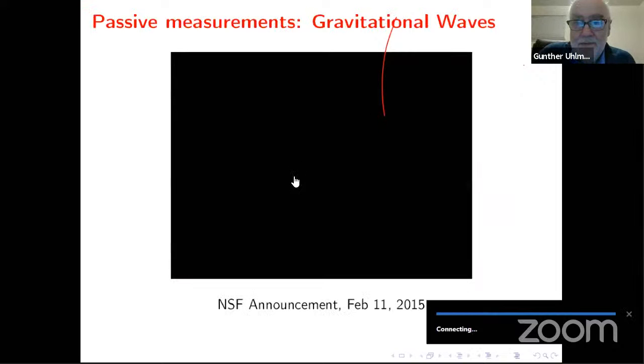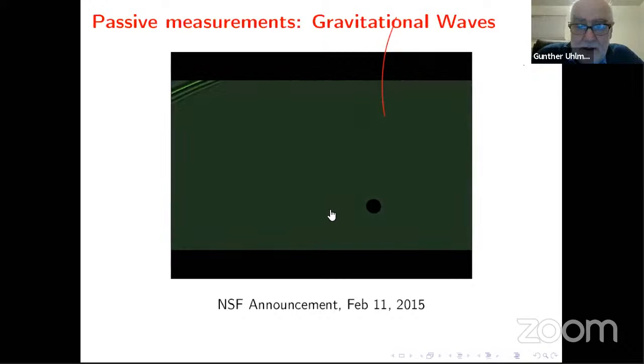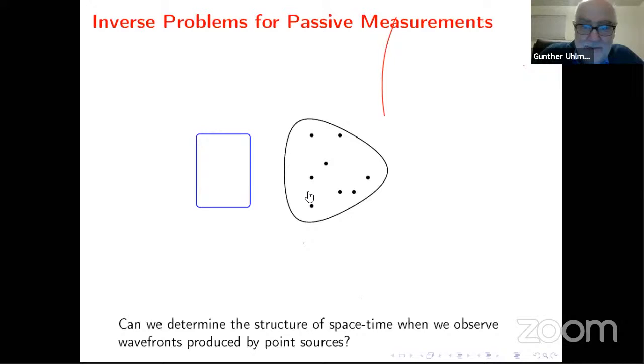And since 2015, we have gravitational waves. This is the NSF announcement, where two black holes collide and produce a big ripple in space-time that was finally detected after many years of looking.